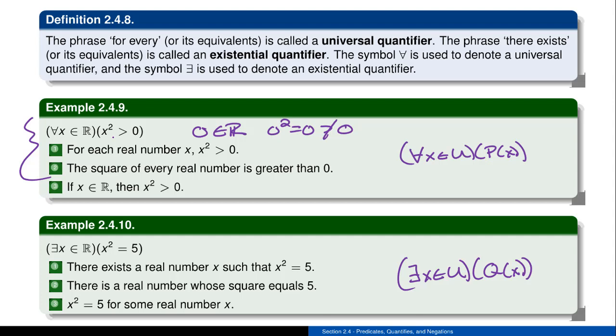Okay, so as with everything, we have multiple ways to represent these different types of statements. The first one that we have written up above is the formal symbolic version. Underneath it are a couple of different ways you can express this in slightly more plain English. The one right below it is probably the first way you'd write this down: for every real number x, x squared is greater than 0. You could also put it in a slightly more manipulated way, the square of every real number is greater than 0, or you could even write it as a conditional: if x is a real number, then x squared is greater than 0.